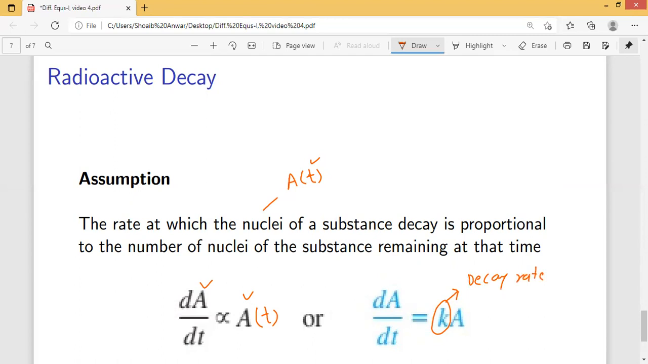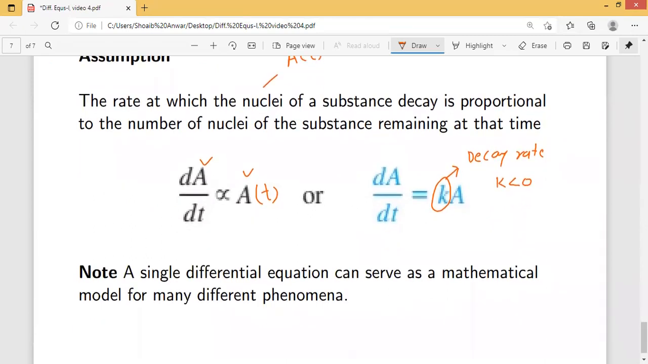As it is a decay rate, we must assume that the value of k is less than 0. Moreover, if you look at that differential equation and the one presented in the growth model, both differential equations are the same, because here we are considering the nuclei of a substance as A of t, and in our previous case we considered the population of a certain region as a function of time. The only difference is the value of k.